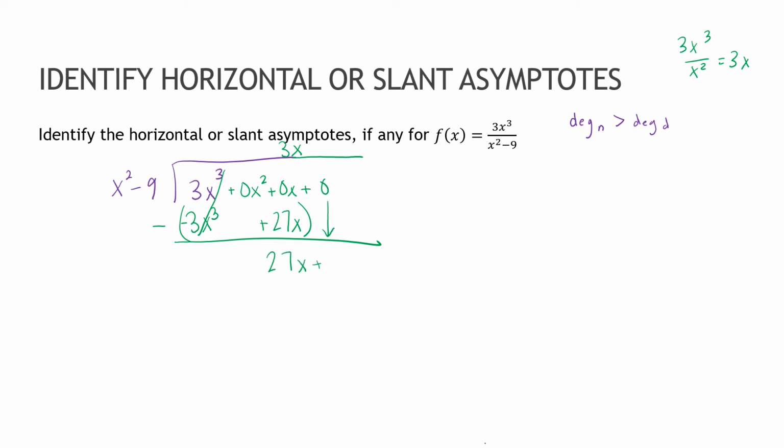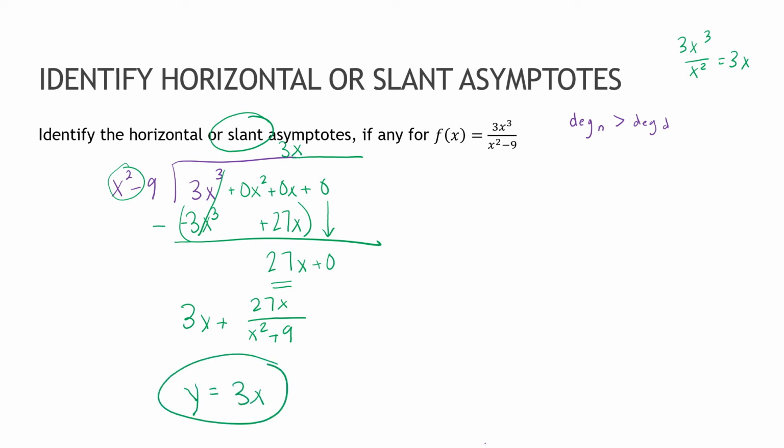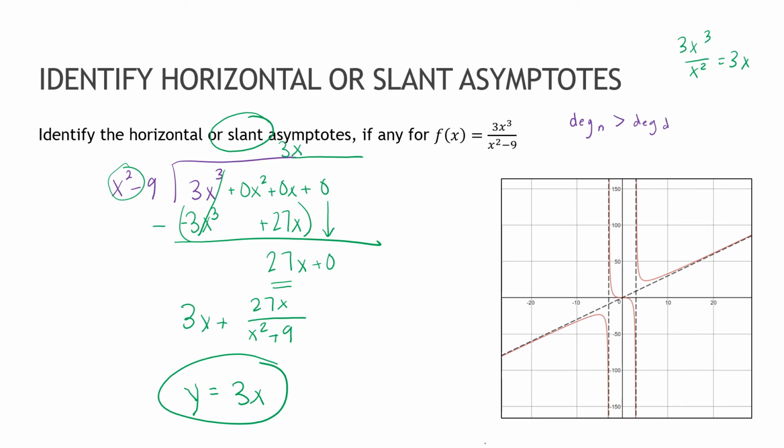Bring down the 0. And notice x squared is a higher degree than 27x, so that 27x is just a remainder. So my answer would be 3x plus 27x over x squared minus 9. But my answer for my slant asymptote is everything except for the remainder. So y equals 3x is my slant asymptote, and that's this guy right here, y equals 3x, already graphed for you.